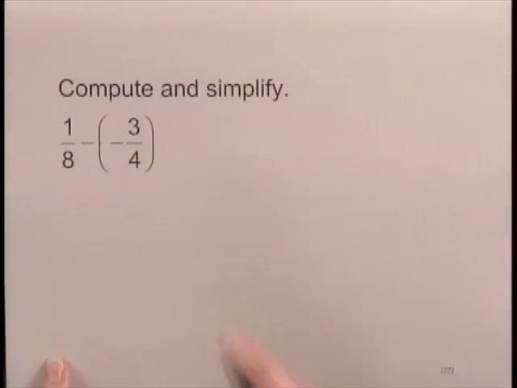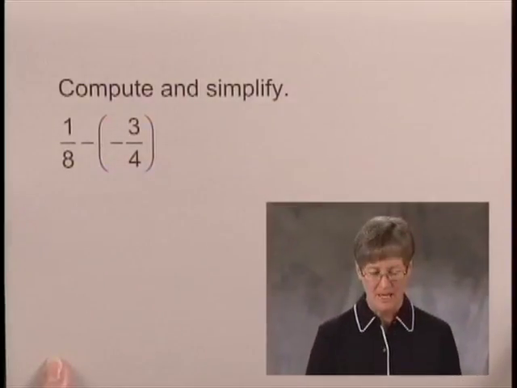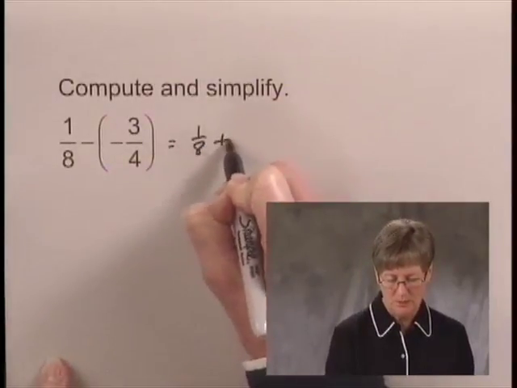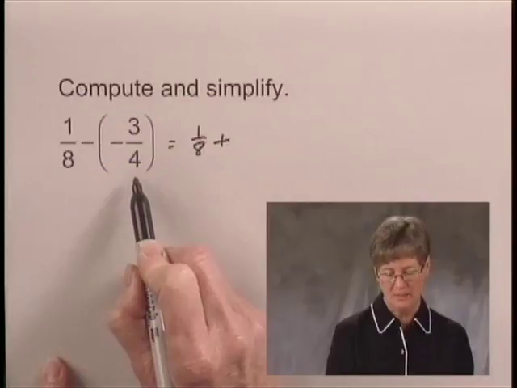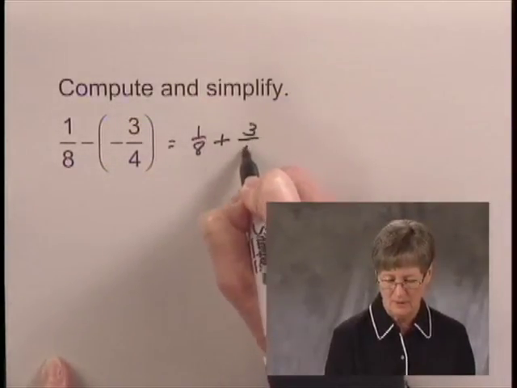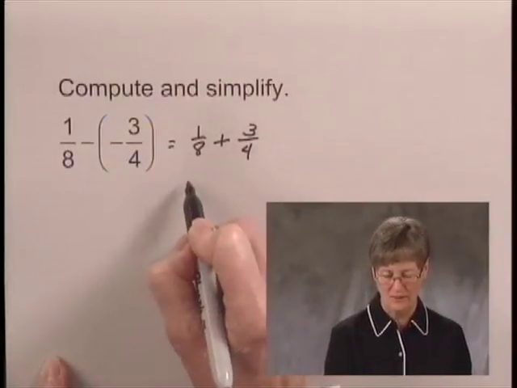We'll do a computation involving real numbers. We want to find the difference 1/8 minus -3/4. And I'm going to start by writing this difference as a sum. I'm going to write 1/8 plus the opposite of the number being subtracted. And the opposite of -3/4 is 3/4. So now I'm finding 1/8 plus 3/4.